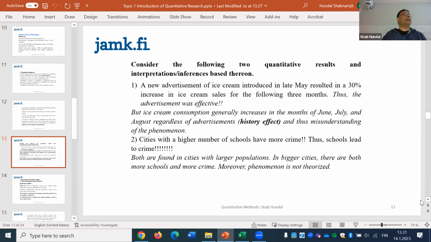Try to understand. You make an advertisement about the ice cream. Ivan, you made an advertisement of the ice cream. When did you make it? In the month of May. And what happened? Your sales went up immediately by 30%. And how do you know it? Because in the next months, June, July, and August, maybe you're studying it in September, October, you found that your May sales was 30% more than the following months. So can we say that the advertisement campaign in the month of May was good?